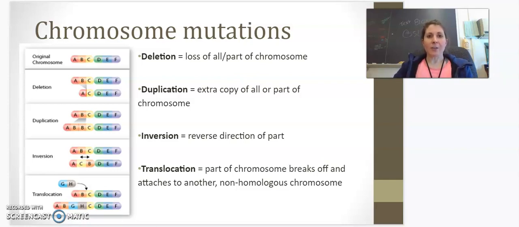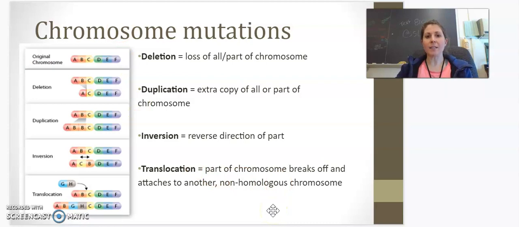With duplication, now you have an extra copy of all or part of the chromosome. This would happen probably because of an error in crossing over where it didn't happen at the right spot, and so then it has extra information. There's inversion, which means that part of the chromosome flips, so it's not in the right direction. So if it was supposed to be ABC, now it's ACB. The reason why that matters is because your body is set to read genes in a certain way, and with the sequence flipped, it might not be able to read that gene.